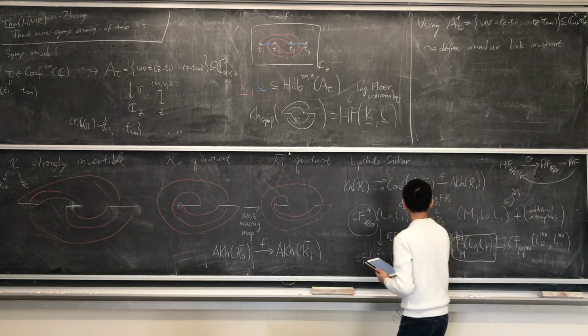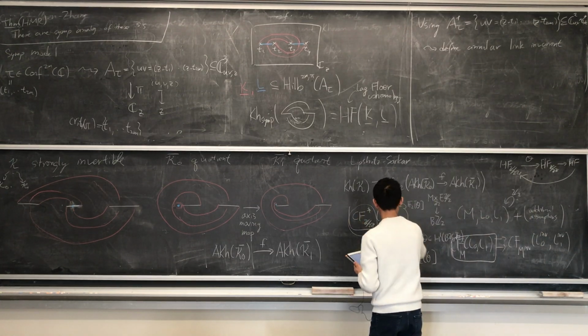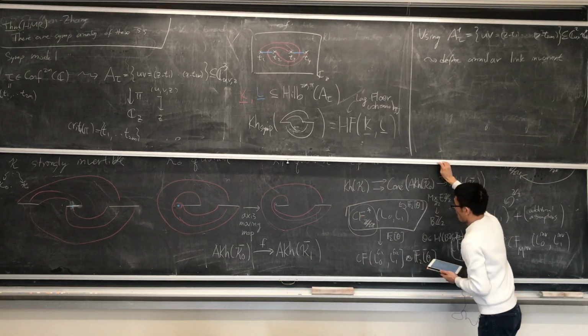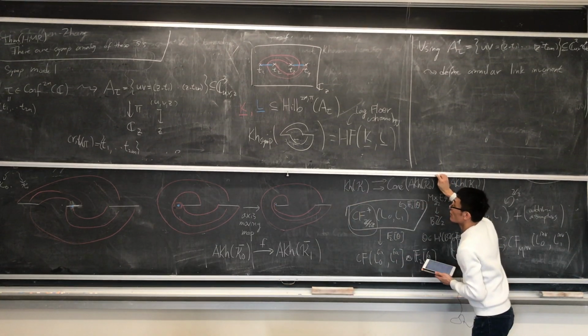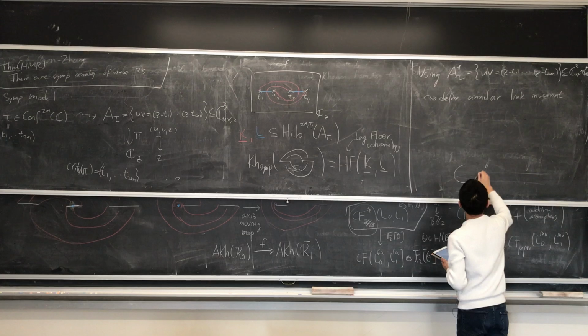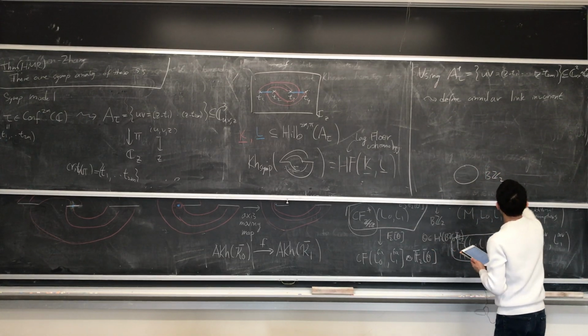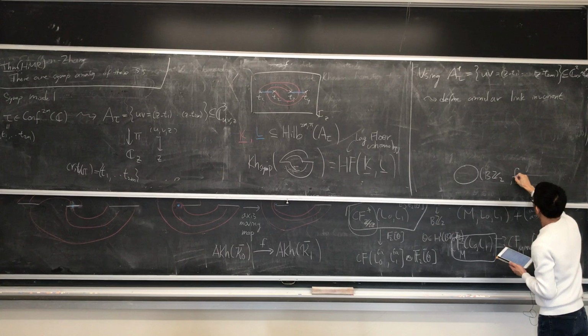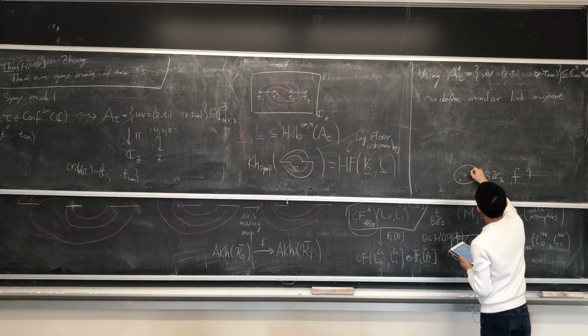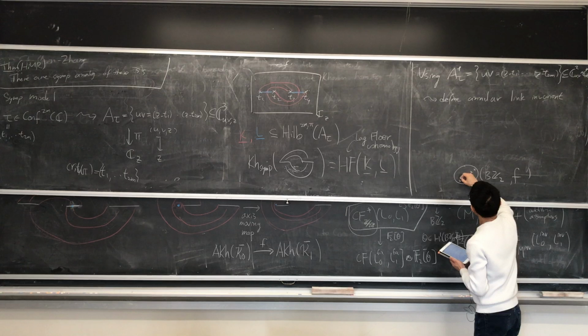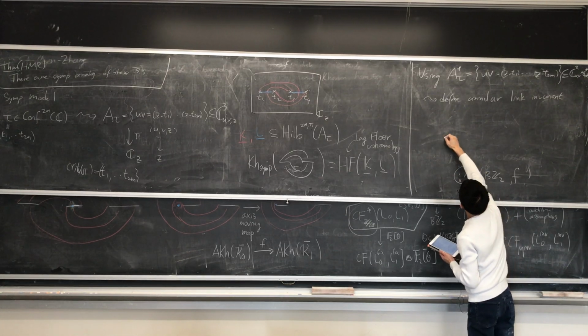So yeah, let me say some words about this. What you do is you have your BZ2 here, and then you choose a Morse function, and then you have many critical points, and over each critical point, you do a corresponding flow theory.